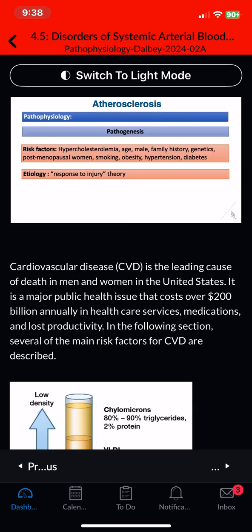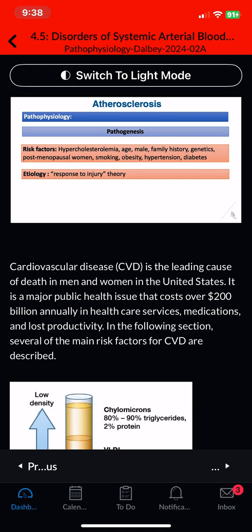So atherosclerosis is a multifactorial disease. There's many risk factors that can be associated with the disease. Hypercholesterolemia or hyperlipidemia, older age, being of the male sex, having a family history of cardiovascular disease, genetics, being postmenopausal for women, smoking, obesity, having hypertension or high blood pressure, and being diabetic are all risk factors. Some of these risk factors are additive as well. So meaning if you have more than one, it's going to increase your likelihood much more so.